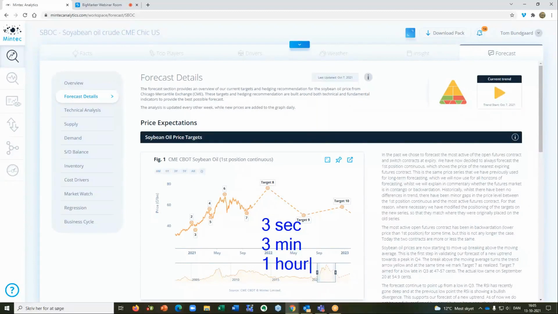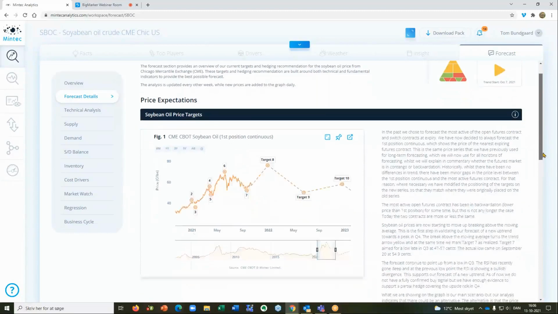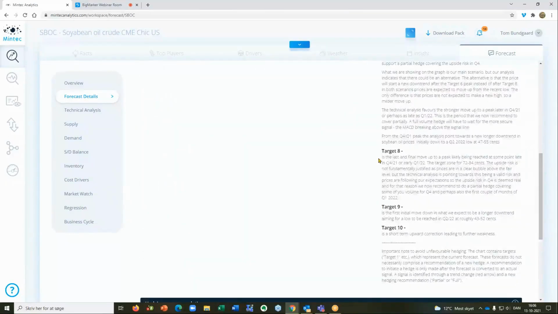You can go as deep as you want, but you don't necessarily need to go really deep every single week. So sometimes 3 seconds is enough. And the 3-second view is this, it's going up. If you want the 3-minute view, there's a condensed text here that will just explain to you the overall modeling and what is going to happen in target 8 and target 9 and so on.